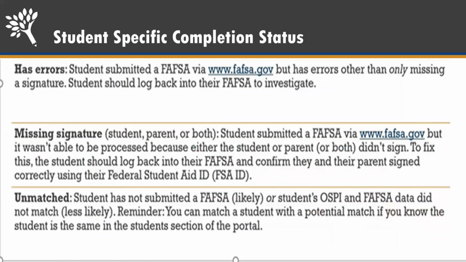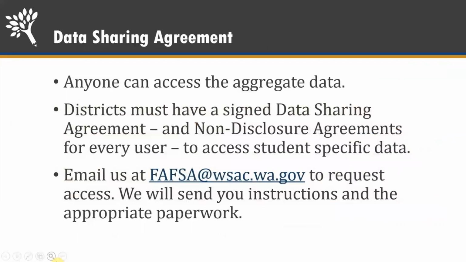Unmatched indicates there is not enough evidence in most cases to show that a student has submitted a FAFSA. Has errors indicates that the student's FAFSA application has errors. Missing signature is by far the most common error that takes place when a student or guardian forgets to sign the signature page, and thus it has its own status.